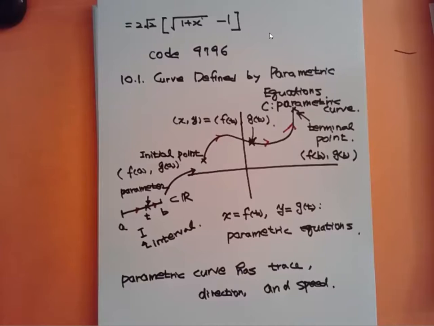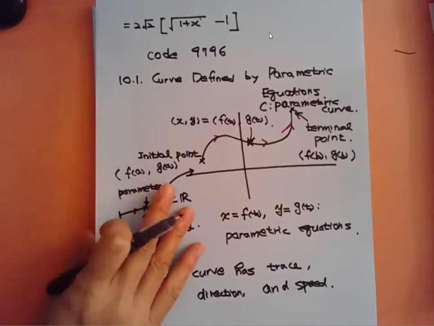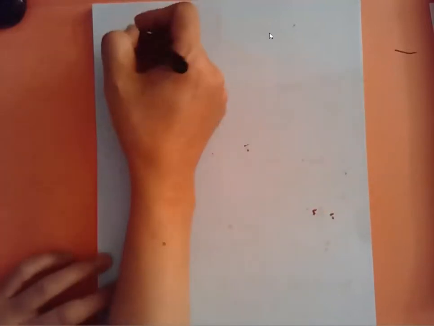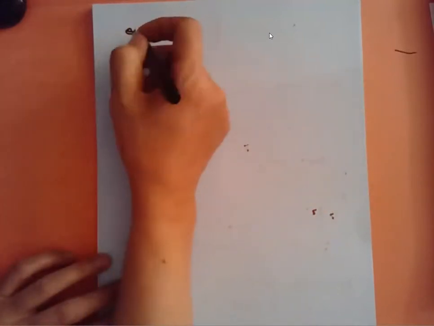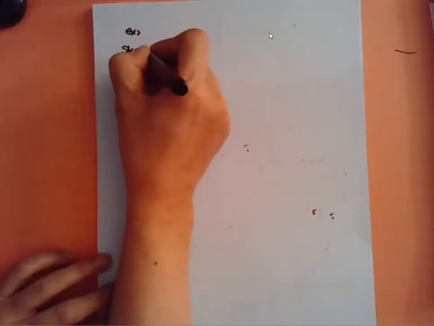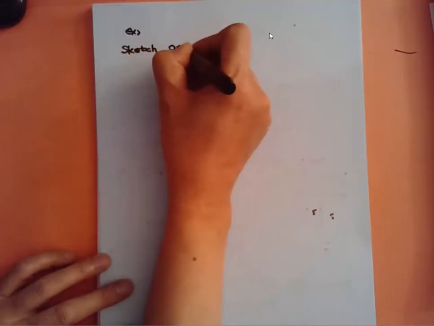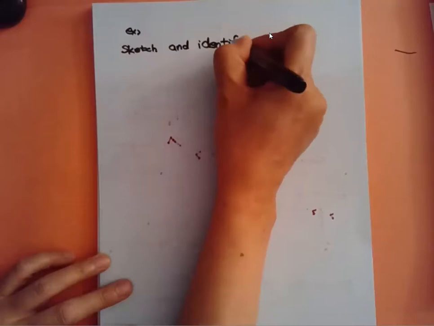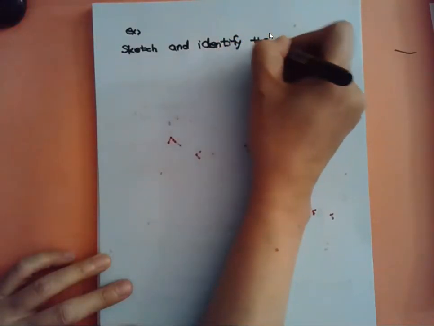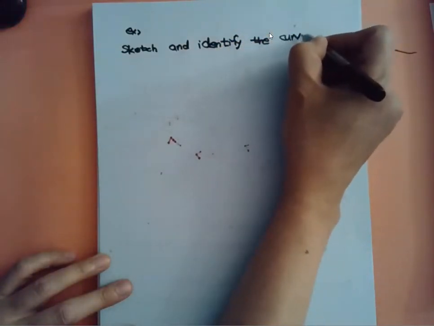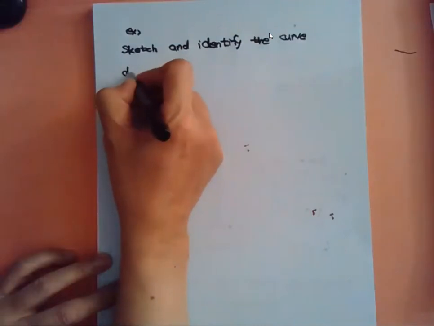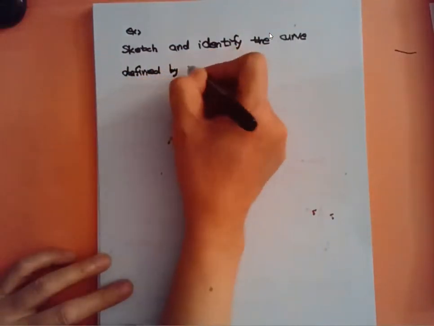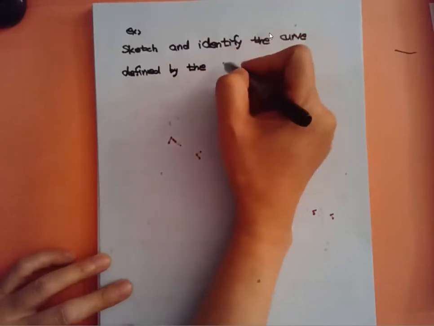Let's consider an example. The next example is about sketching and identifying the curve defined by the parametric equations.